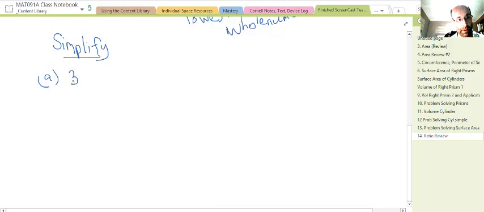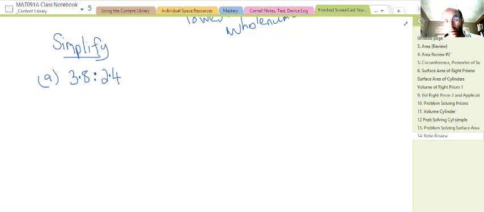Let's say the first one is 3.8 is to 2.4. Okay, we want lowest whole number values for the simplified ratio, so we need to find a common factor of both so that we can divide both parts of the ratio and also get a whole number answer. When we're given decimals, which is possible, it often helps to actually write them as whole numbers.